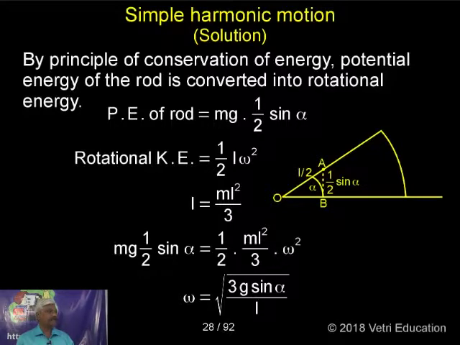Kinetic energy is half I omega squared. But I is equal to mL squared by 3 for a rod. The kinetic energy is equal to the potential energy, from which omega can be calculated. Total energy is always constant. Conservation of energy.